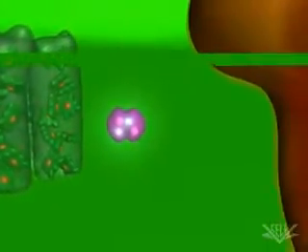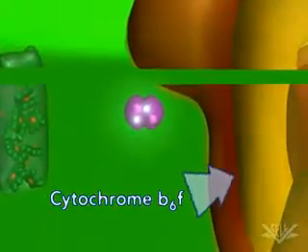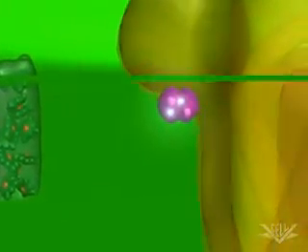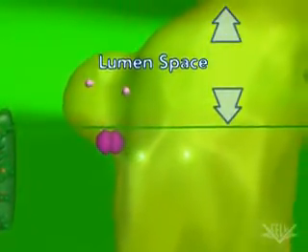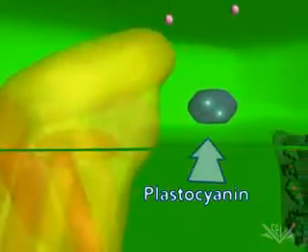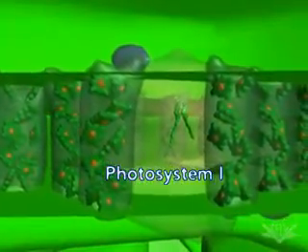Plastoquinone QB then transfers the 2 electrons to the cytochrome b6f complex. The 2 protons it picked up are released into the lumen. These transfers are coupled with the pumping of 2 more hydrogen ions into the lumen space by cytochrome b6f. The electrons are next transferred to plastocyanin, another mobile carrier. Next, the electrons are transferred from plastocyanin to the photosystem I complex.